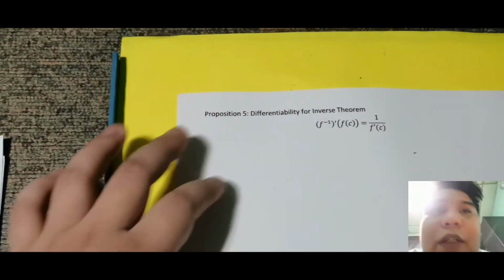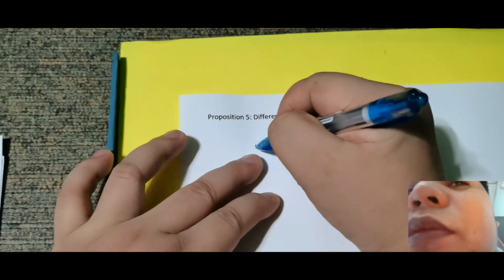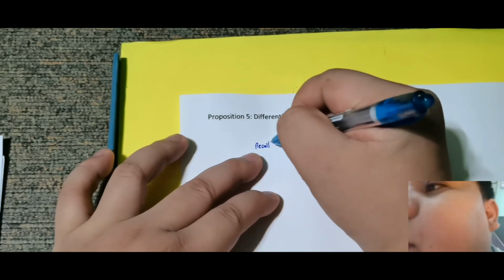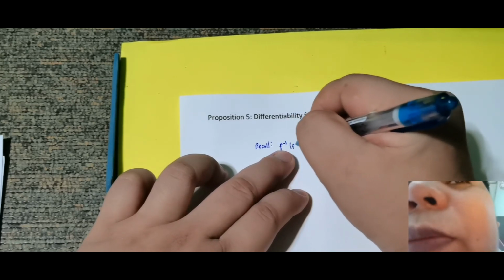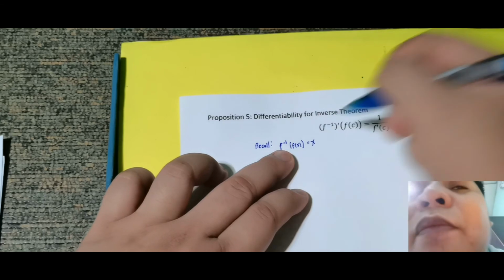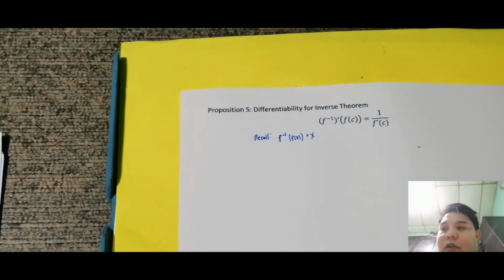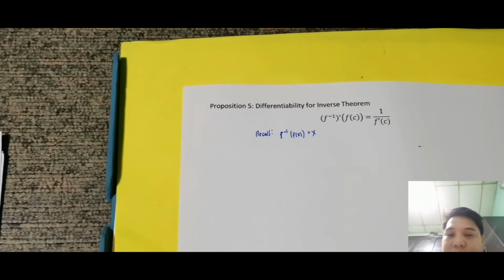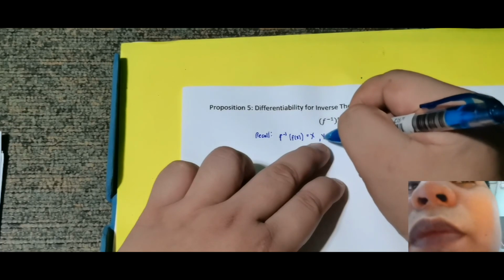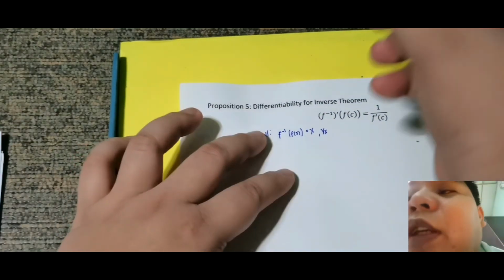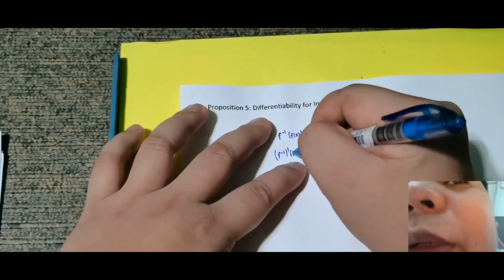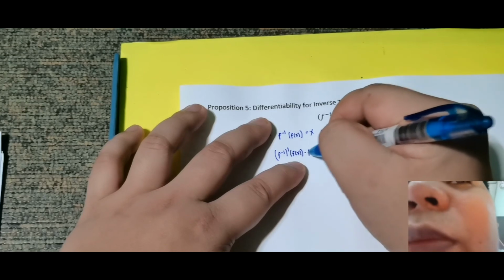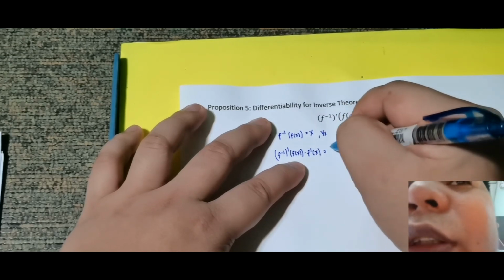So recall that f inverse of f of x is equal to x, for all x. Now, if I take the derivative of this, the derivative is f inverse prime of f of x, times the chain rule, f prime of x, which is equal to 1.